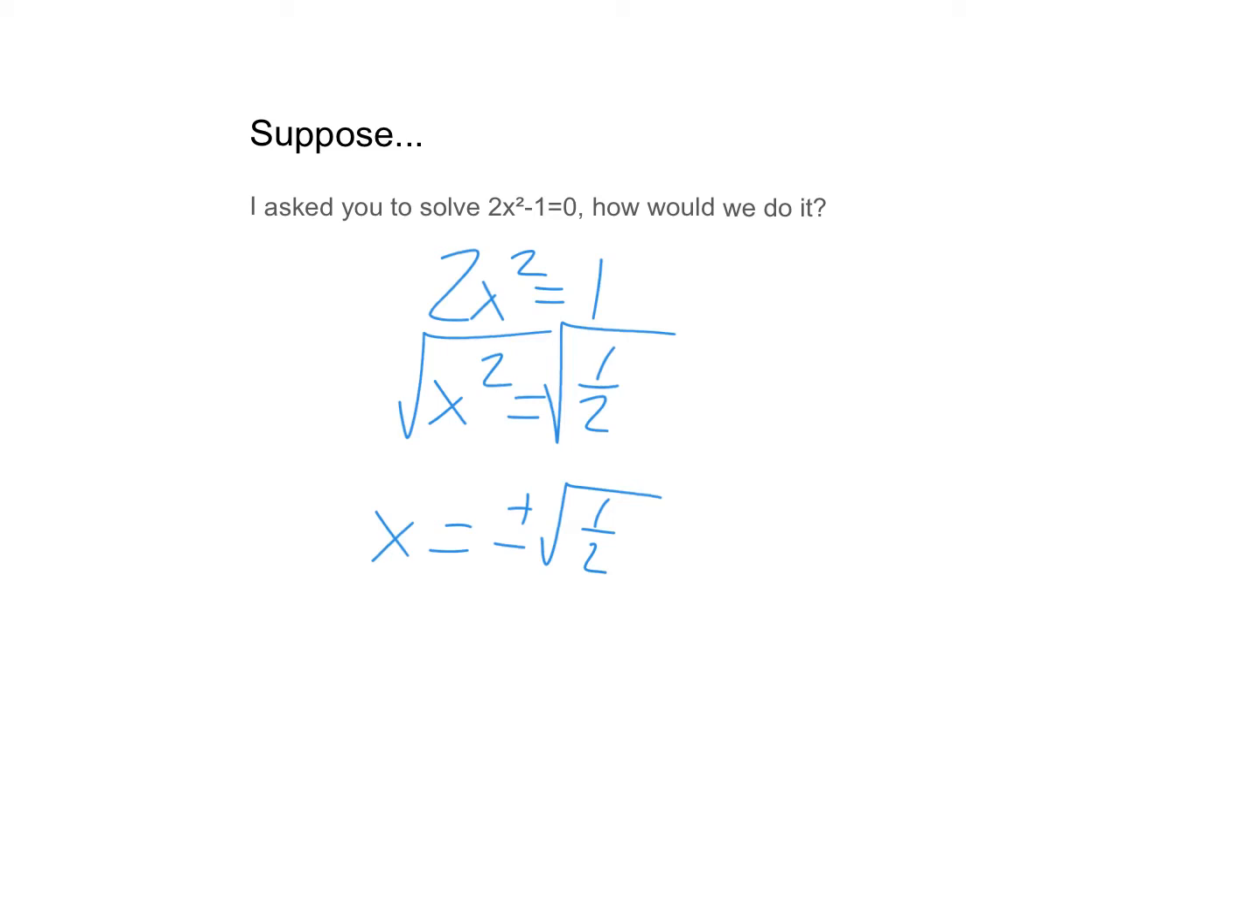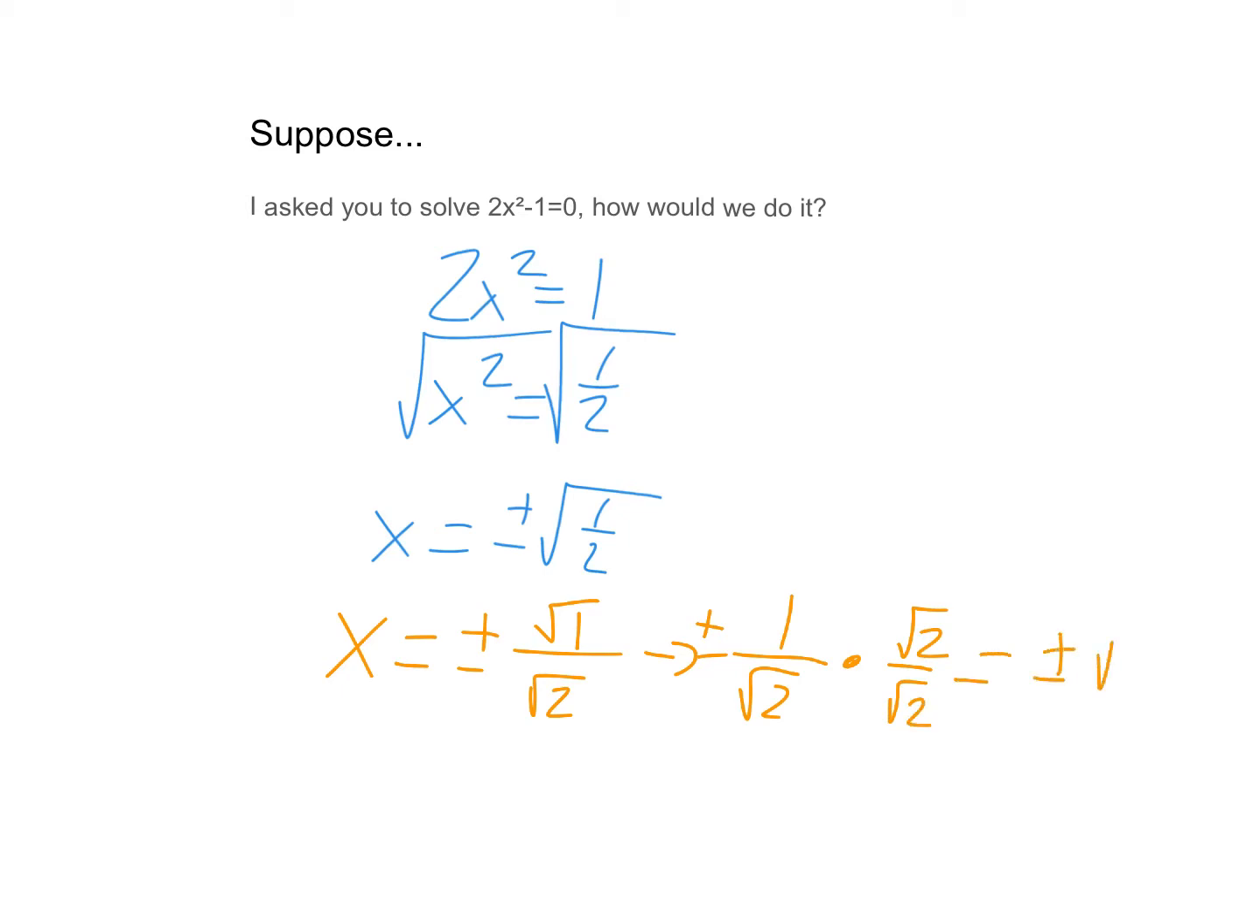So, the rationalization process: we still have our x, still going to be equal to plus or minus square root of 1 over square root of 2, which would become plus or minus 1 over square root of 2, which we would then rationalize by multiplying the top and bottom by the square root of 2 over square root of 2, which would then give us plus or minus the square root of 2 over 2 as our final x answer.